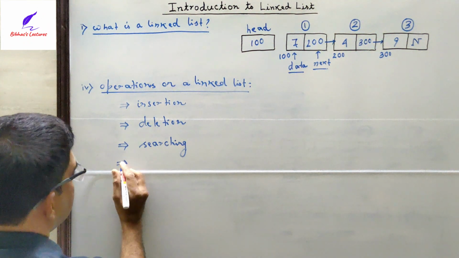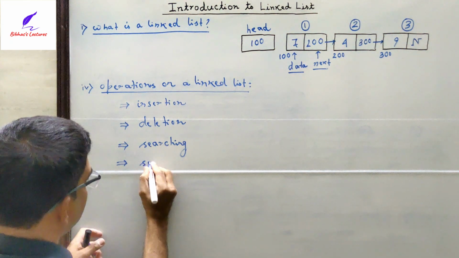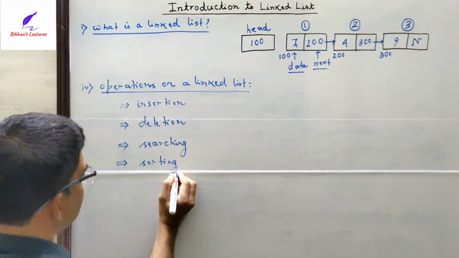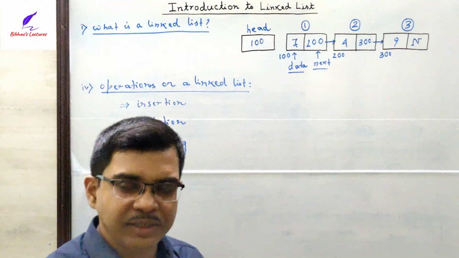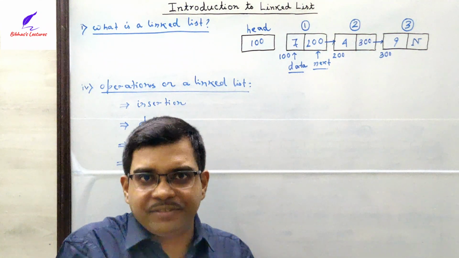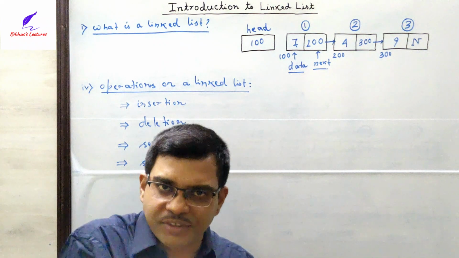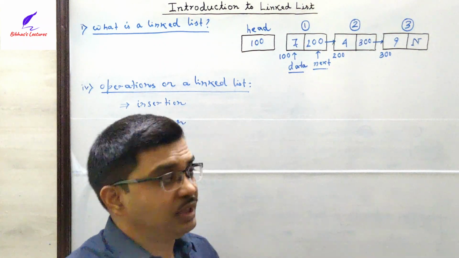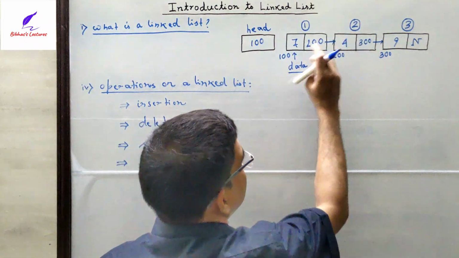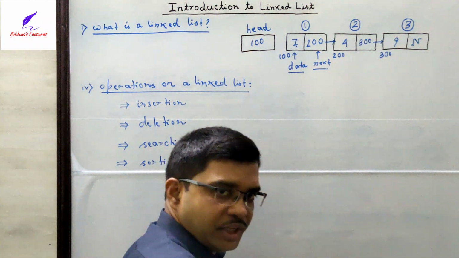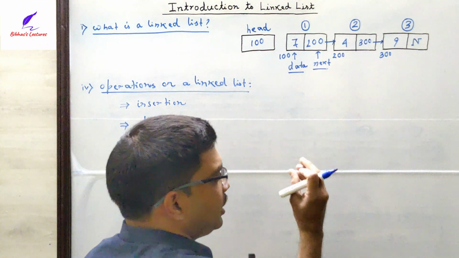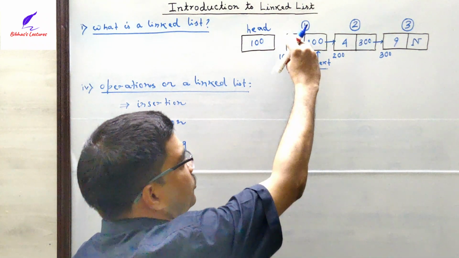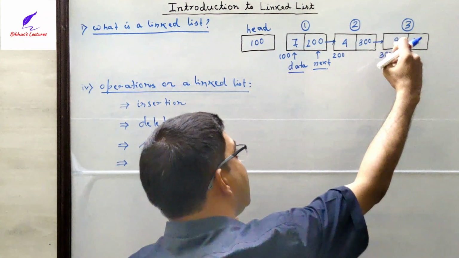Then the next operation is the sorting operation. Sorting means arranging the data in some specific order. You can sort the data in ascending order or descending order, in both ways. That means only the data part will be sorted. If we sort this linked list in ascending order, the lowest value will come to the first node's data part and the highest value will go to the last node's data part.